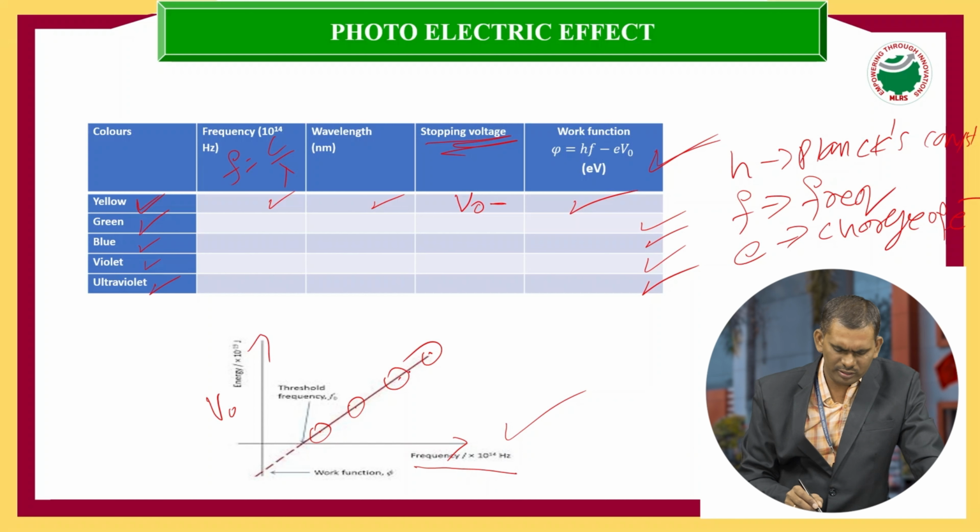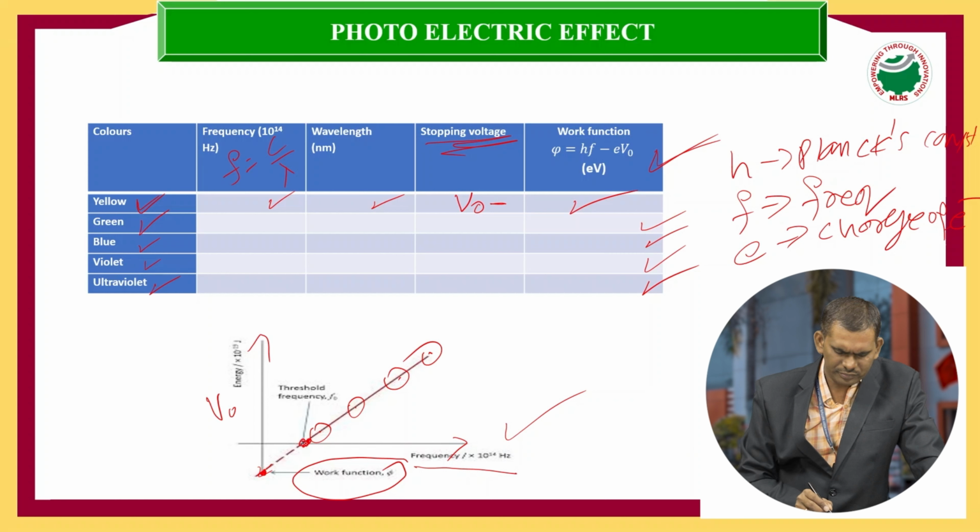The line touches the y-axis at a negative value. Whatever value you get there, that value is nothing but the work function for the given metal surface. The work function of the metal surface you can calculate by using the graphical representation also in this manner. On the negative side, the value where the line touches, that value you can call the work function.